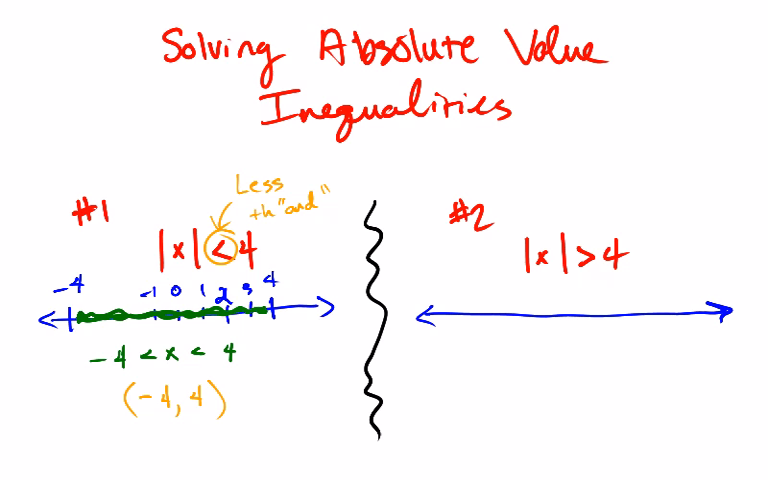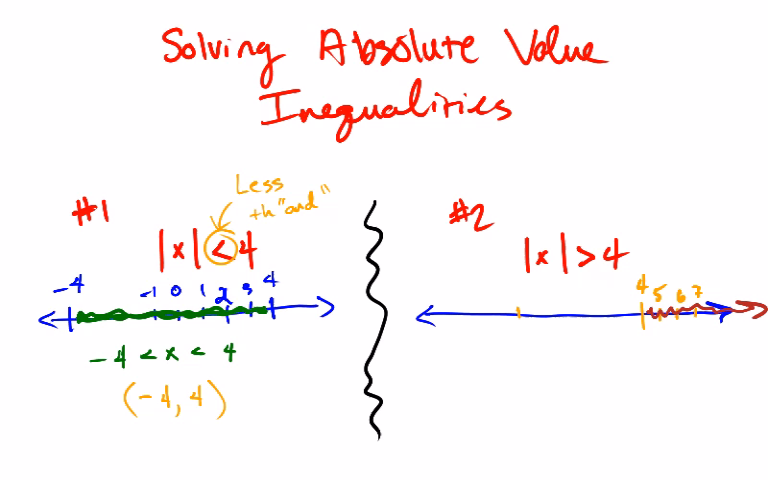Let's take a look at number 2. Think about numbers that could be used for x that would make the absolute value of x greater than 4. Let's start with 4 itself. Once again, the absolute value of 4 is 4, and that's not greater than 4, so that's not going to work. But numbers like 5, 6, and 7 would all work. So it seems like all the numbers over here and beyond would work.